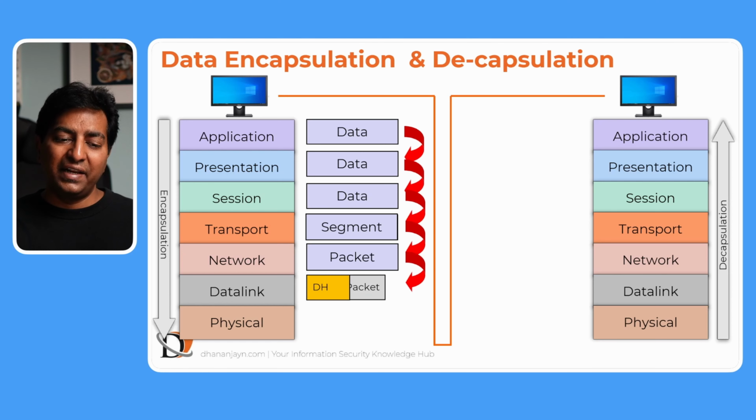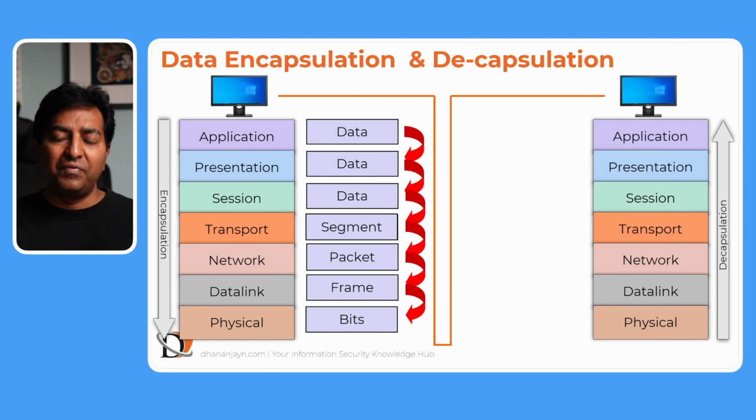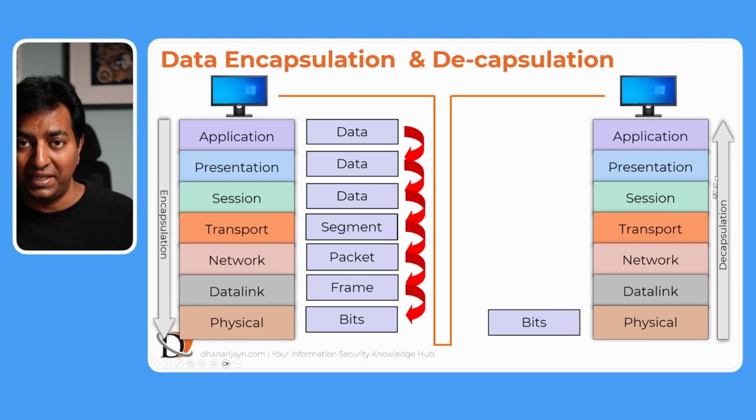Now, at the data link layer, the data link header and terminator both are attached. We talked about logical link control and MAC. This is what is happening here. Data is in the form of frames. And finally, it is converted into bits. Now data is sent. Now the process of decapsulation begins here.